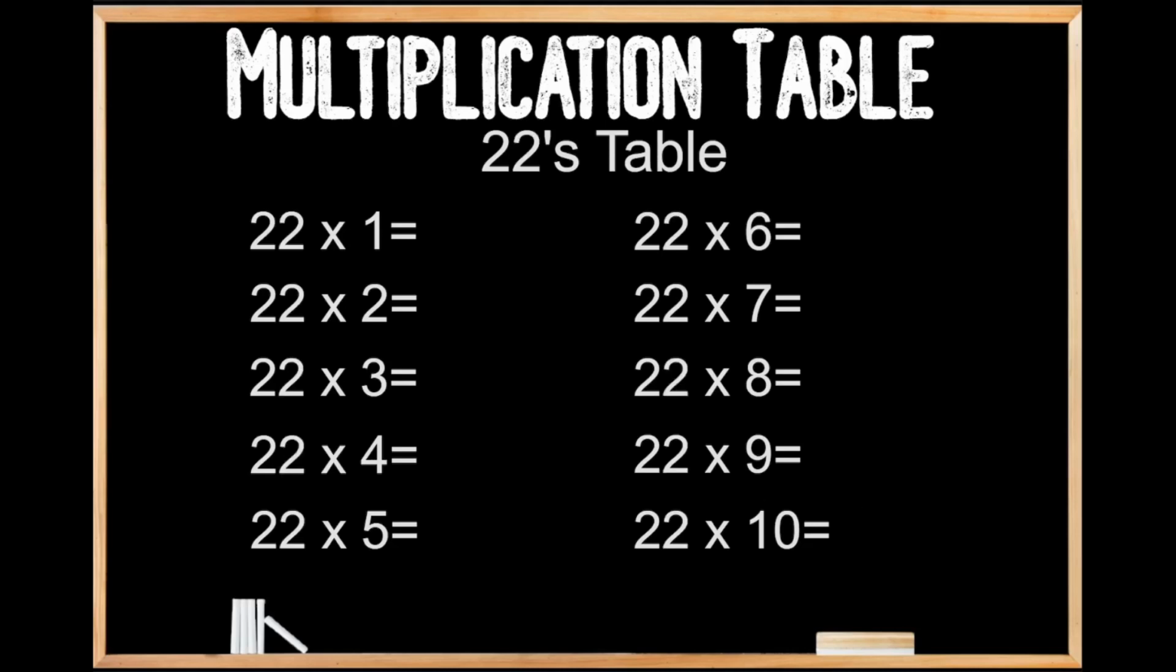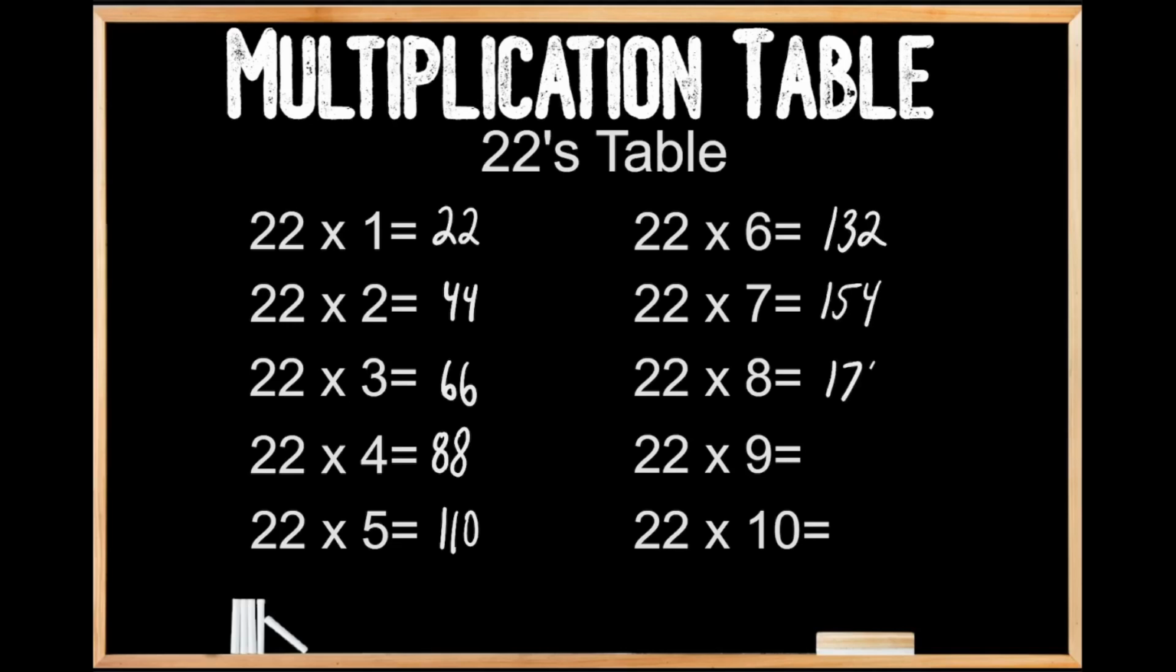22's table. 22 times 1 is 22. 22 times 2 is 44. 22 times 3 is 66. 22 times 4 is 88. 22 times 5 is 110. 22 times 6 is 132. 22 times 7 is 154. 22 times 8 is 176. 22 times 9 is 198. And 22 times 10 is 220.